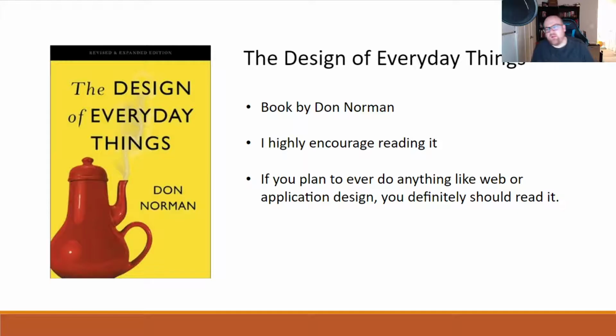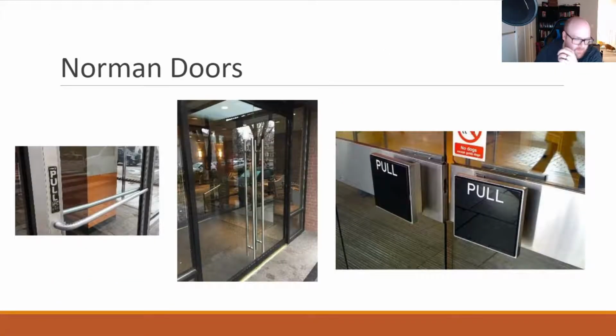And the common example that comes out of this book is Norman doors. So here we have a bunch of doors, like this horizontal bar for pull, these little paddles for pull, this bar, do you pull or push? It's not clear. If you have to write pull on your door handle, chances are it's not a particularly good door if you have to tell someone how to use it.